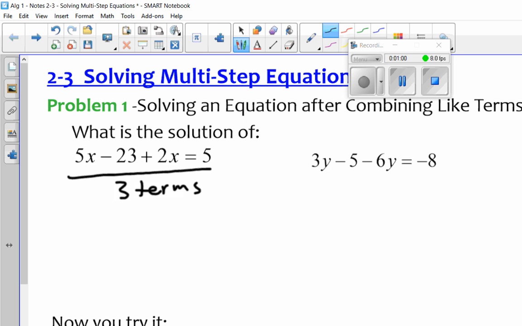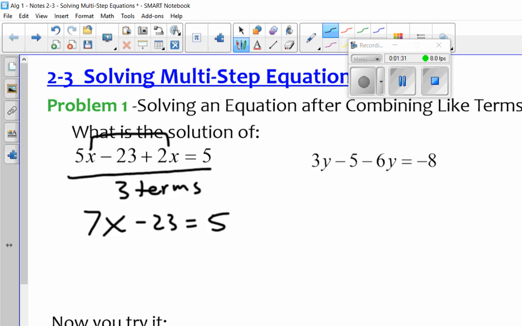So what you want to make sure is that the variable is the same, so in this case it's x. Later on we'll get into maybe the variables have an exponent, so you're going to look at the exponents being the same, but right now we're just sticking with the same thing. They all have a power of 1. So the 5x and the 2x, I can go ahead and put them together. They're both positive, so it makes 7x. I still have a minus 23 over here, and then it equals 5.